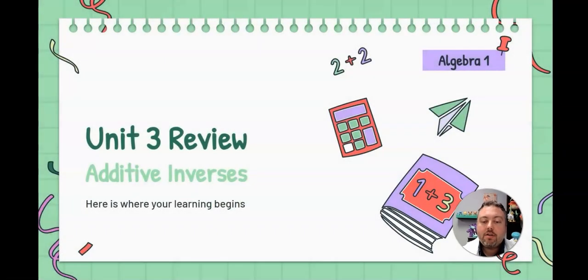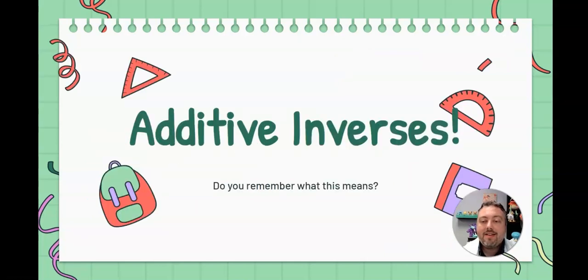Today we are going to look at a new way to look at additive inverses and how it connects to absolute value. Do you remember what additive inverses are? When we were talking about number lines, we talked about them a little bit. We're going to look at them again with absolute value.